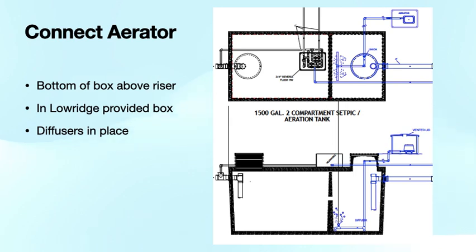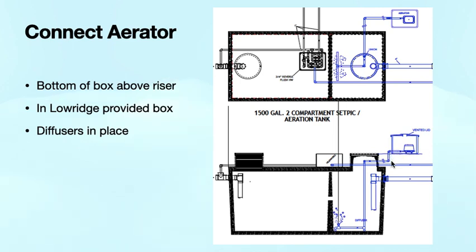And the final piece of this before we go on to the Oscar installation is the connection of the aerator. So a couple of things about the aerator, just the placement of it. The bottom of the box that the aerator comes in needs to be at least the elevation of the top of where the riser will end up. So you can see here the riser box is in blue with the aerator inside, and you can see the bottom of that box is at the same elevation as the top of the riser.